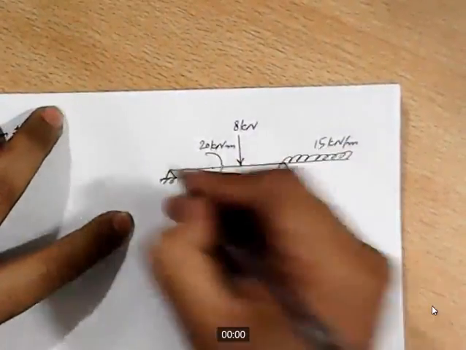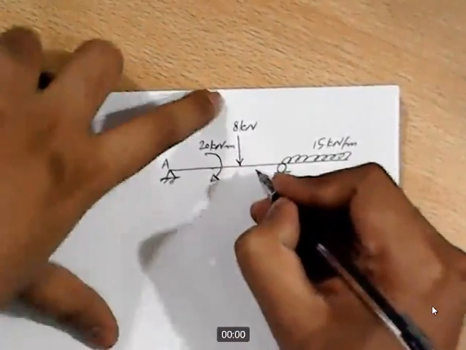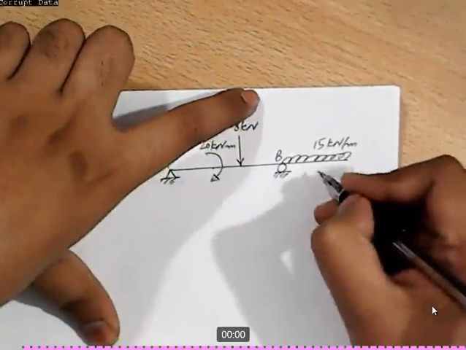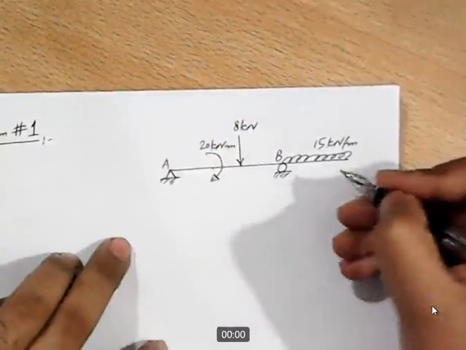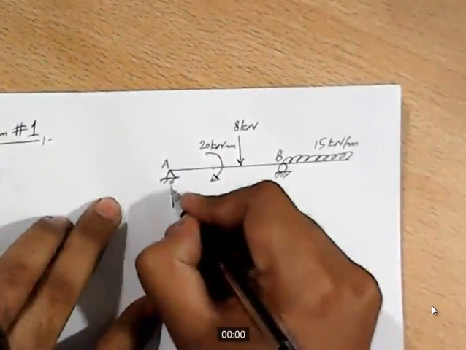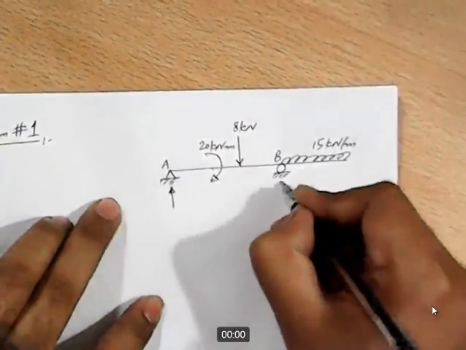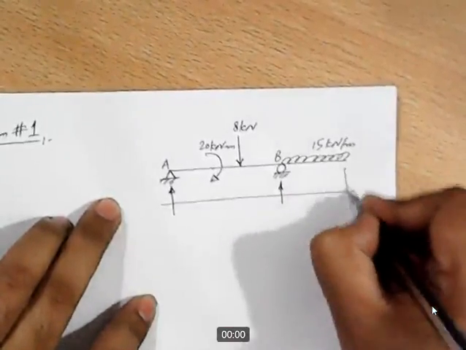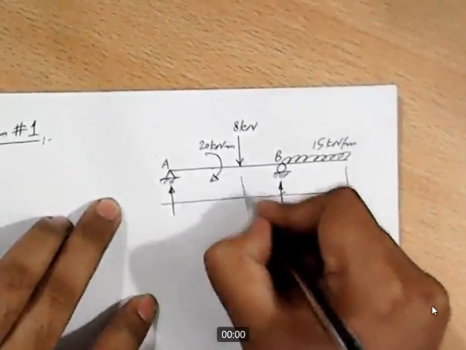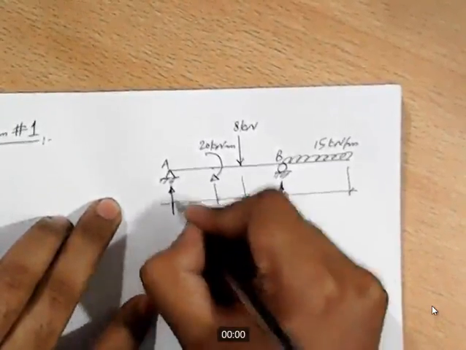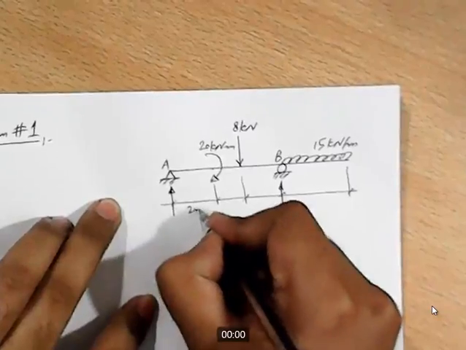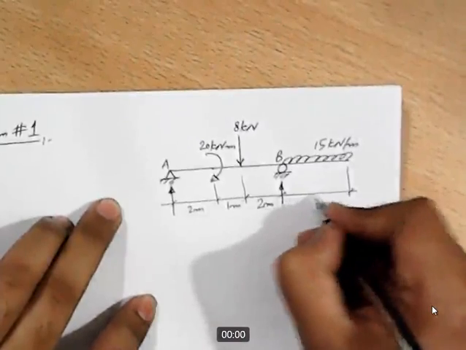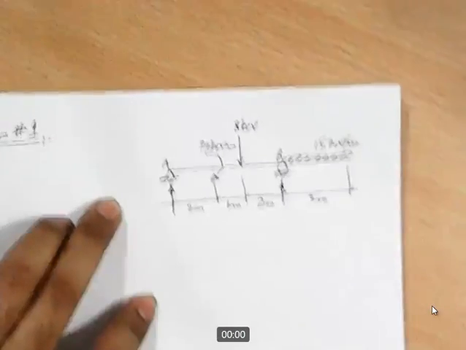These points are A, B, and C. There will be one vertical reaction here, and one vertical reaction here, and these distances are 2 meter, 1 meter, 2 meter, and 3 meter.